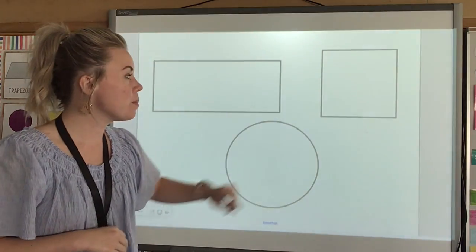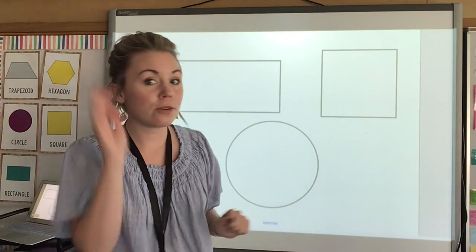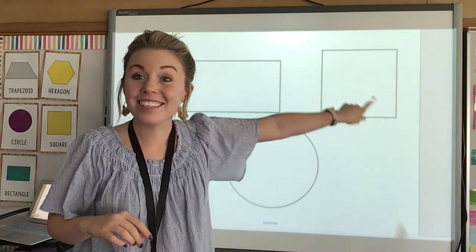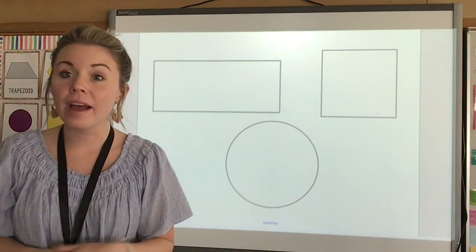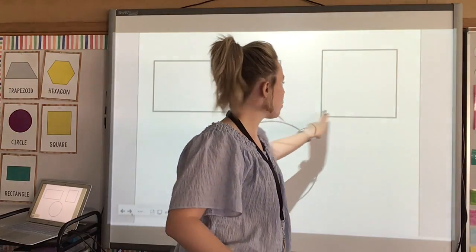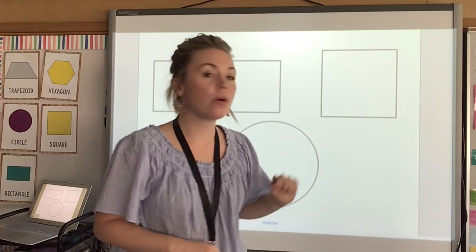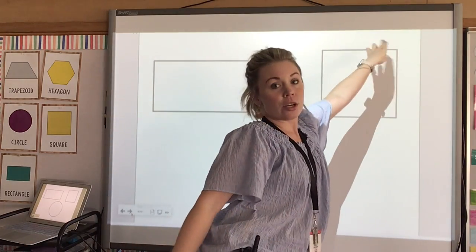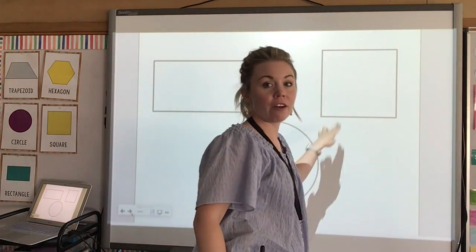Awesome. If you remember what this shape is, go ahead and whisper it to me. Good. That's called a square. A square also has 4 sides. Go ahead and take a peek. 1, 2, 3, 4, and 4 corners. 1, 2, 3, and 4.